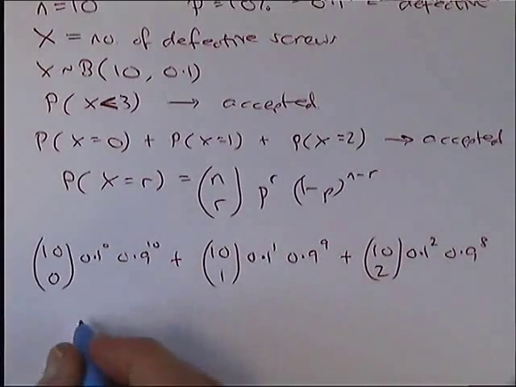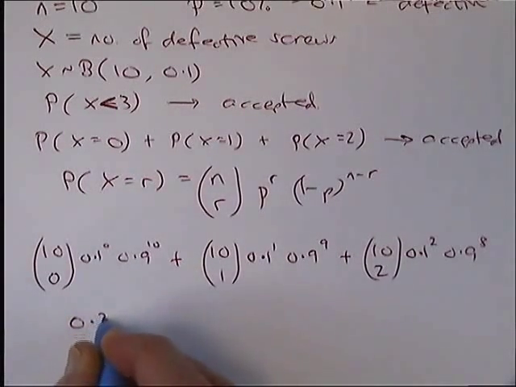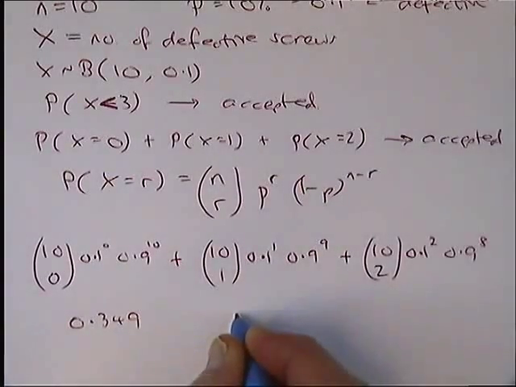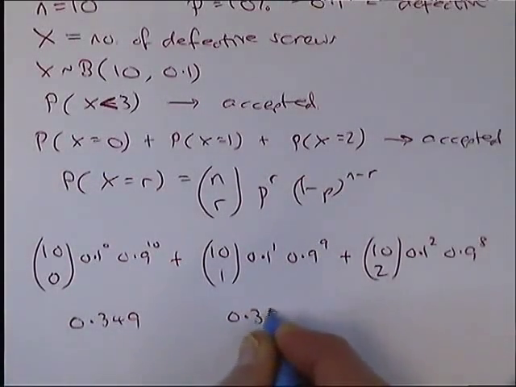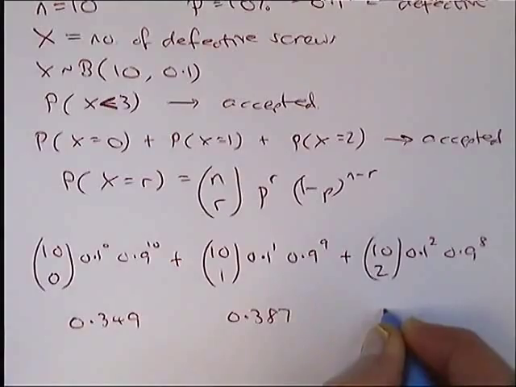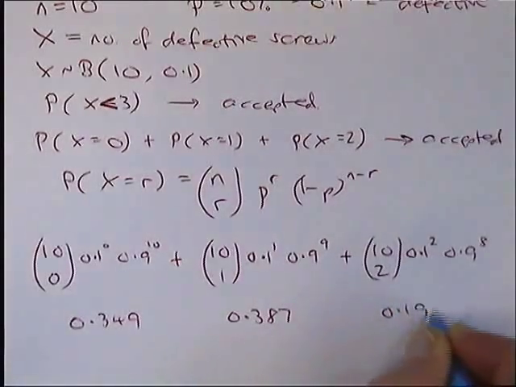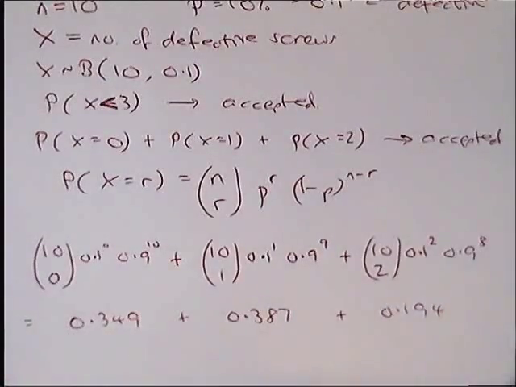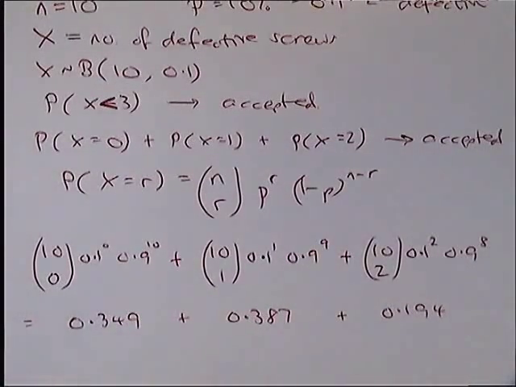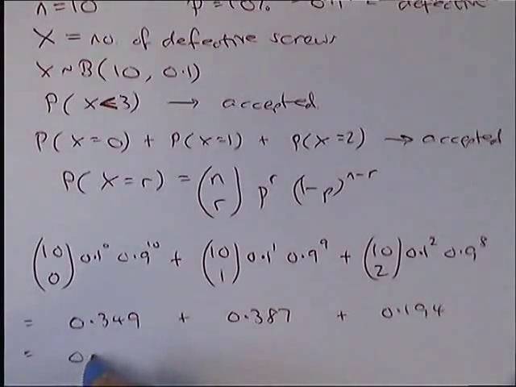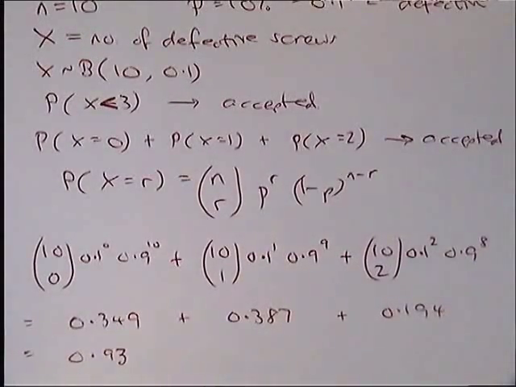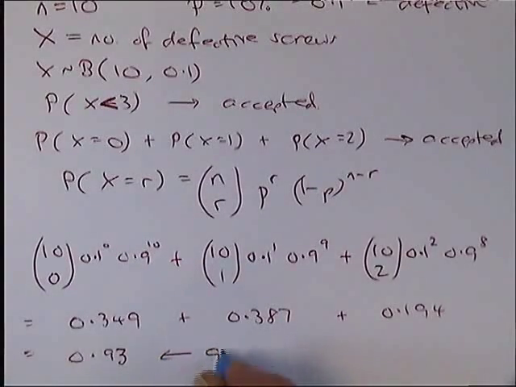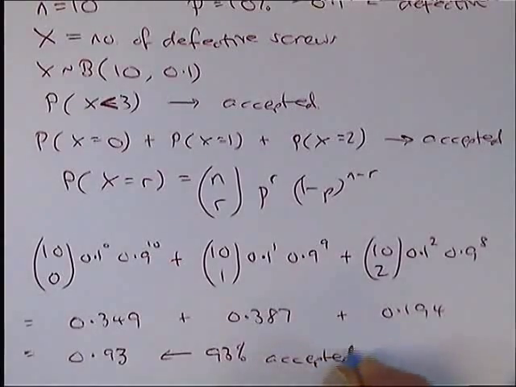If you type them into your calculators, the first one should be 0.349, the second one should be 0.387, the final one should be 0.194. And if you add those up, you will get the probability that you accept the batch, and if you add those up, you get 0.93. So there's a 93% chance that the batch will be accepted.